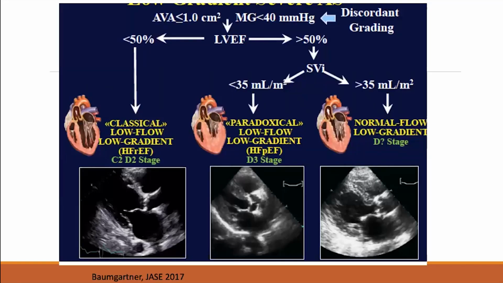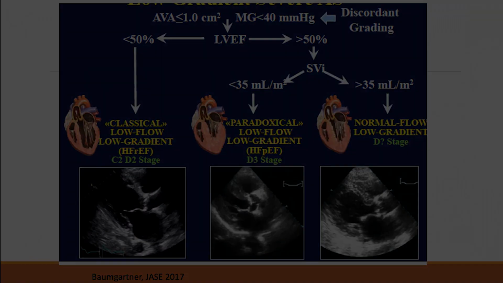So putting that all together, if you have discordant grading between your aortic valve area and the velocities or pressures, look at the EF. If the EF is low, they're probably going to be in this classic low flow, low gradient category. If their EF is normal, look at their stroke volume. If their stroke volume is low, then they're in this paradoxical low flow, low gradient category. If their stroke volume is normal, this is that third category that no one really knows what's going on with. So I'm not going to talk about it during this talk.